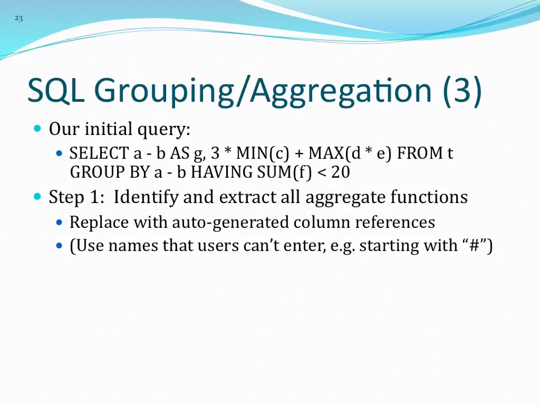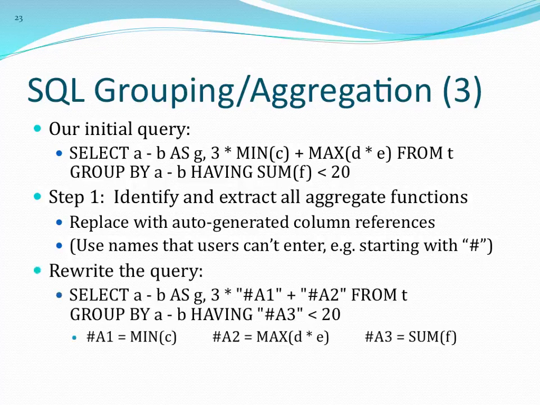When I do it, I like to use some kind of name that users can't type so that the name spacing is really easy. So I do something like preface it with a pound sign or an underscore or a dollar sign or something like that. So we can rewrite this query as select A minus B as G, 3 times this magical quantity A1, magical quantity A2 from T, and then you can see in the having clause we have another magical quantity, A3. And then we have their definitions also recorded separately, because we need to use those in generating our grouping and aggregate operation.